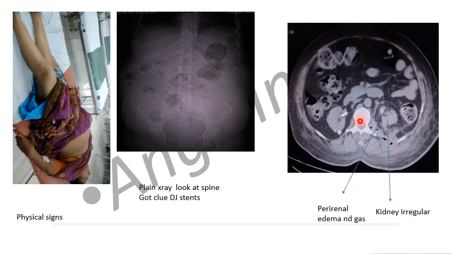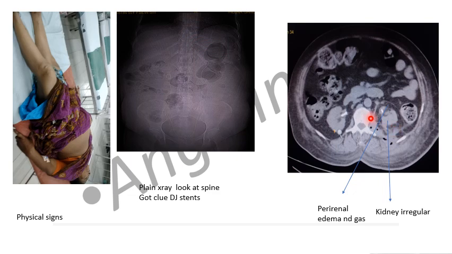You can see the stents there. Yes. What are they doing to the kidney? See, both kidneys are almost irregular. But look at the left kidney. Not only irregular, but there is a halo of gas there. So it is an infection with gas-forming organisms.